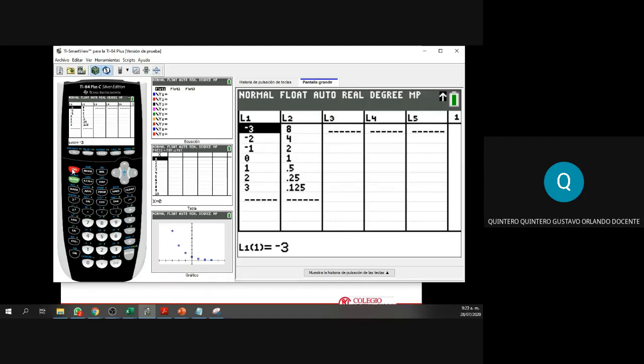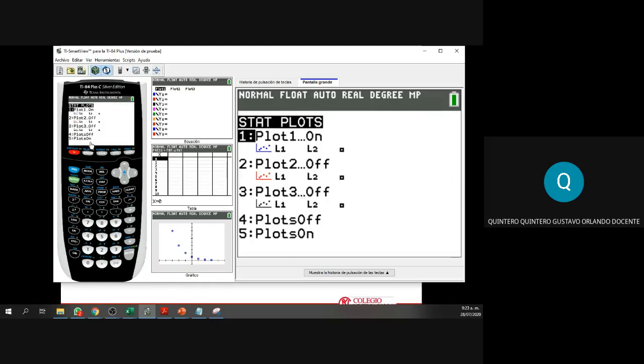This is the first step. You go to second, and here, on top of y equal, you're going to find the word stat plot, right? That is the blue one. That is why we press second. Second, y equal. And we get this menu. This is the statistics plot. Since we are going to plot the points, we want statistics plots, right? Press on the first one. You can change, of course, to second, third. Just press on the first one.